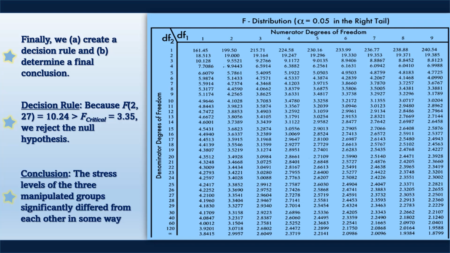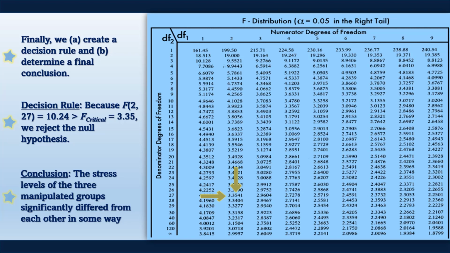If you recall from step 5, our degrees of freedom between was 2.0, and our degrees of freedom within was 27. So the intersecting point is a value of 3.3541, which is our critical F value. Now we have all necessary components to make a decision rule and a final conclusion.